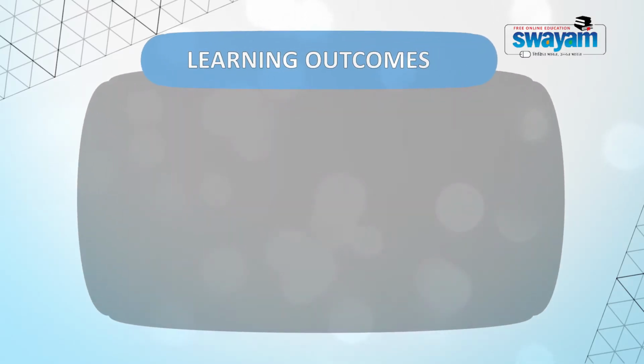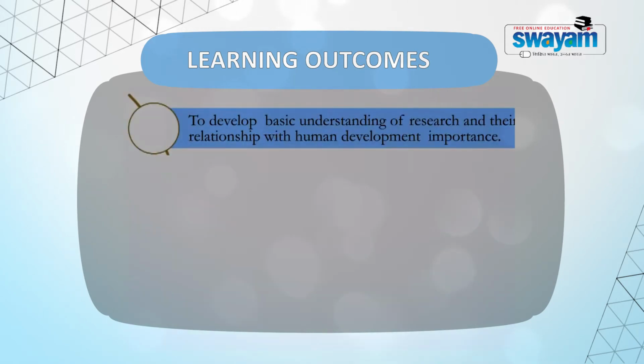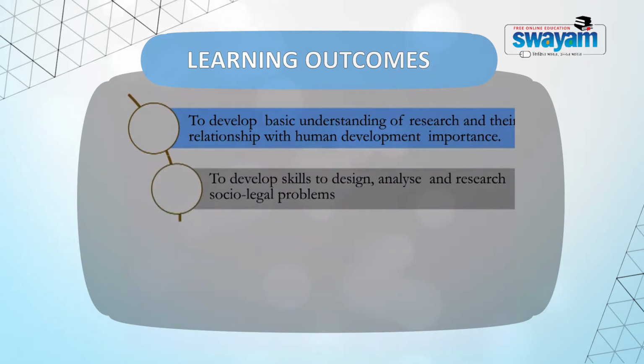Objective of this lecture and module is to develop basic understanding of research and their relationship with human being. Human development is the outcome of research process, and identifying research process, its kind and importance, to develop skills to design, analyze and research on socio-legal problems so that you can plan and pursue legal and socio-legal research in your future.